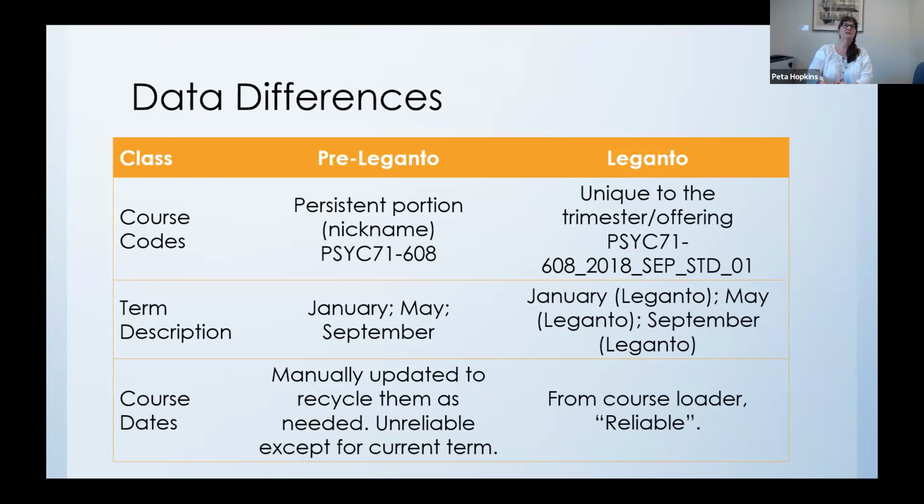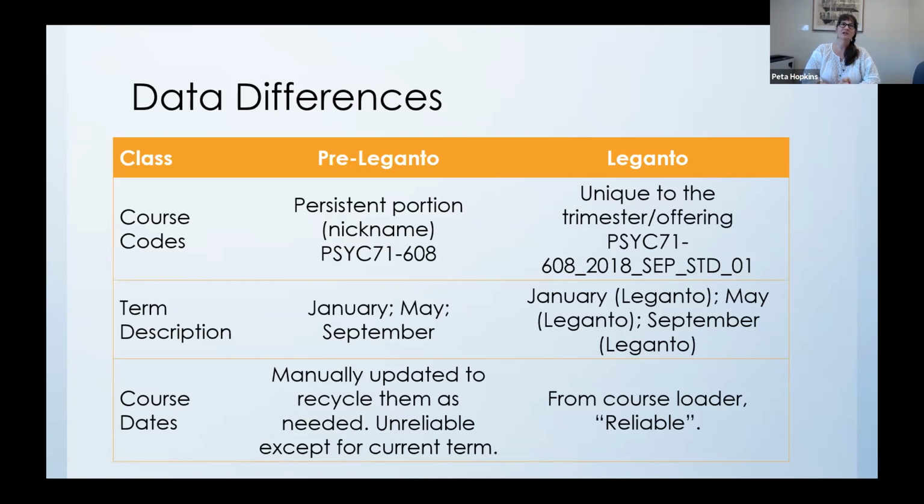The term descriptions also, we changed our practices with Leganto. Pre-Leganto, we just used 3 standard codes that were already there in Alma and named them as January, May, and September. For Leganto, we then used 3 different codes, so term 1, term 2, and term 3, and we renamed them as January Leganto, May Leganto, and September Leganto. And that was really helpful for us to distinguish between lists that we were looking at as to whether these were under the new mode of operation.